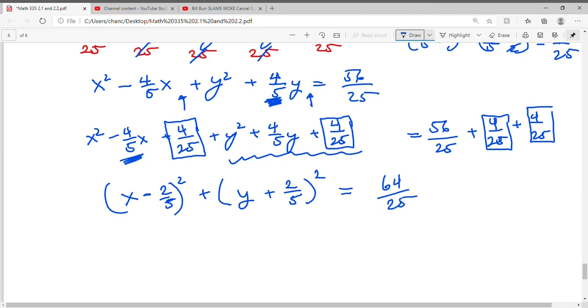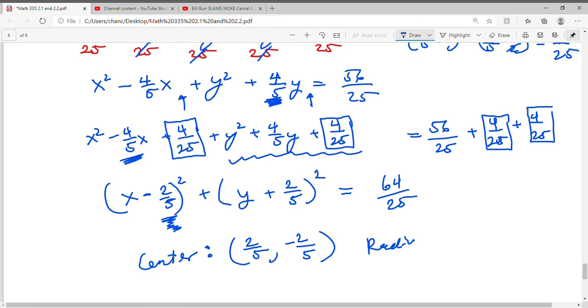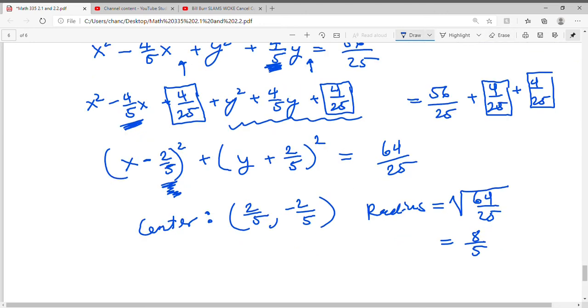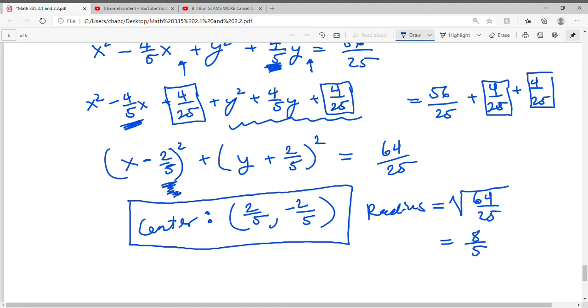This is great. Now we can read off the center. The center is positive 2/5 and negative 2/5. The radius is going to be the square root of the number on the right. Since this is a positive number, it must be a circle. The square root of 64/25 is equivalent to 8/5. Now we know this is a circle with center (2/5, −2/5) and a radius of 8/5.